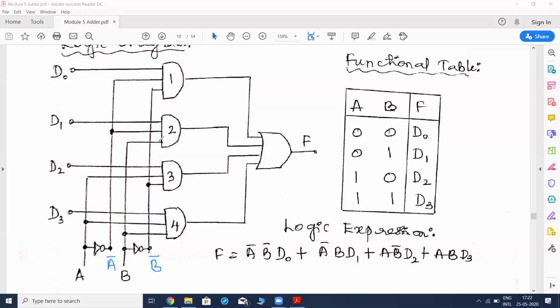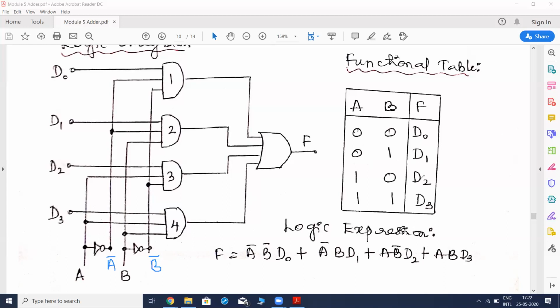Then only you can understand it. So according to the functional table, you need to make the logic diagram. Here for D0, we have A and B as 0, so take the tappings from A complement and B complement. For D1, take tappings from A complement and B. That is how the gate 2 is being connected. So here it is A bar and here it is B.